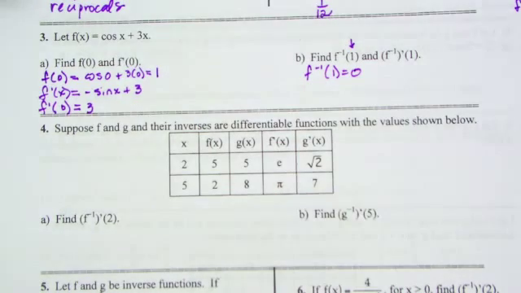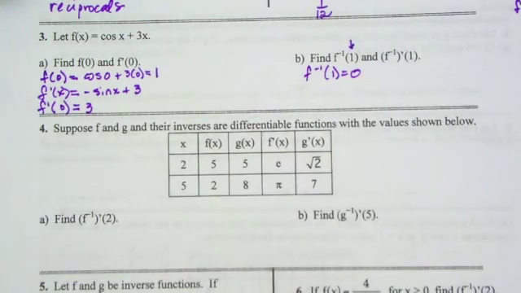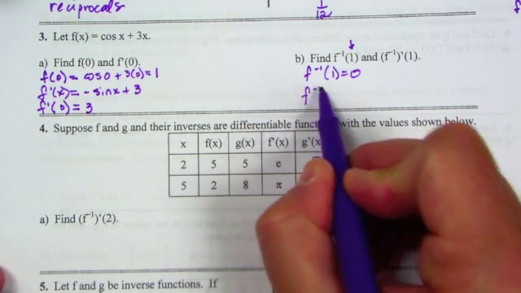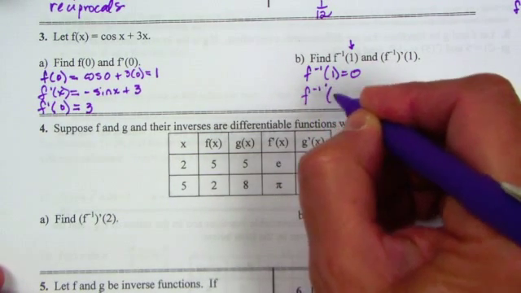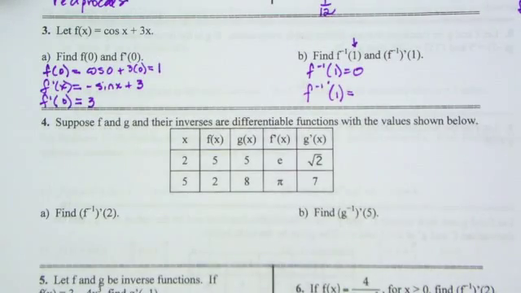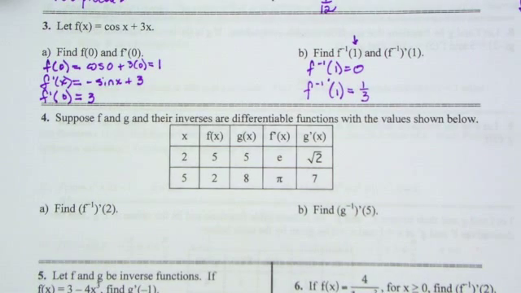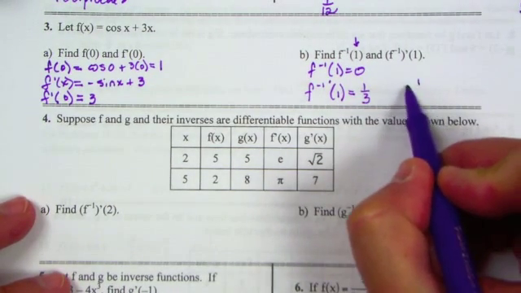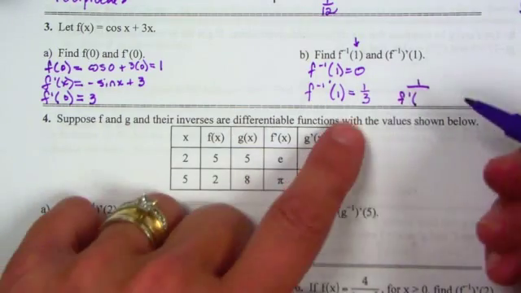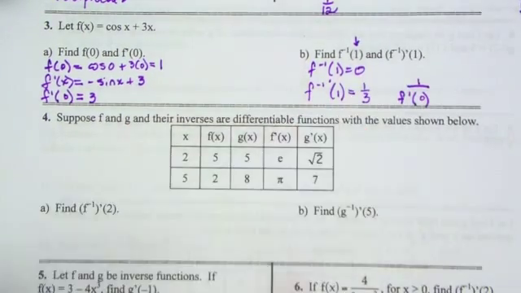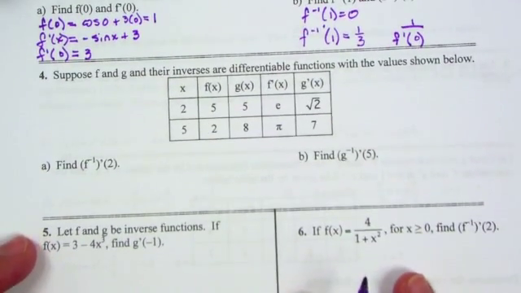So just remember, interchanging x and y, right? Okay, so now I need the inverse derivative at 1/3. Right? Because it is 1 over f prime of 0, because I'm interchanging. Okay, let's see how we do here.